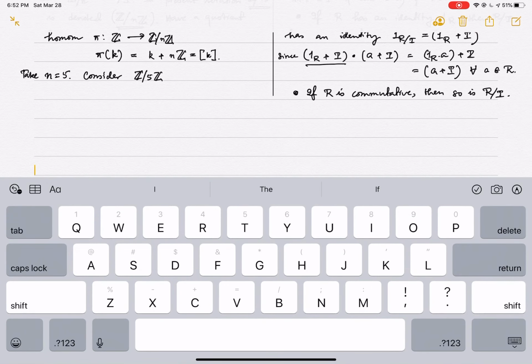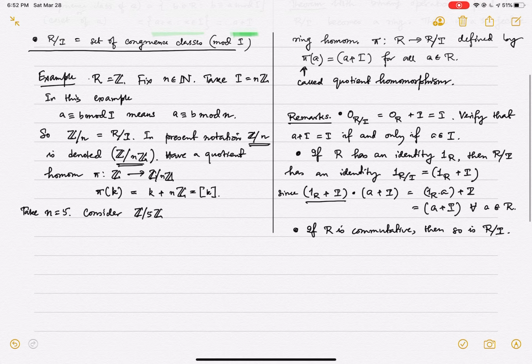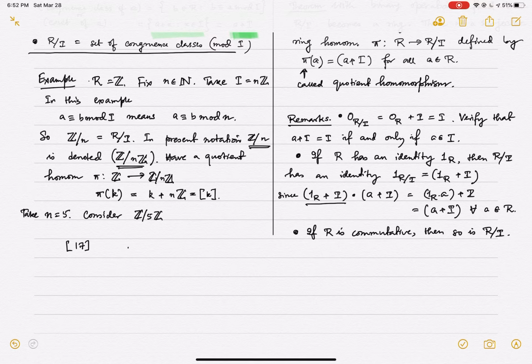Take two things in Z mod 5Z. Here are two things, 17 and minus 4. What does 17 here mean? It means 17 plus 5Z. Or more explicitly, it means this set: 2, 7, 12, 17. That's it. Minus 3. Yeah. So you see, given a set does not necessarily mean that you have picked out an element. But you can give it by picking an element. So here is one, here is another one.